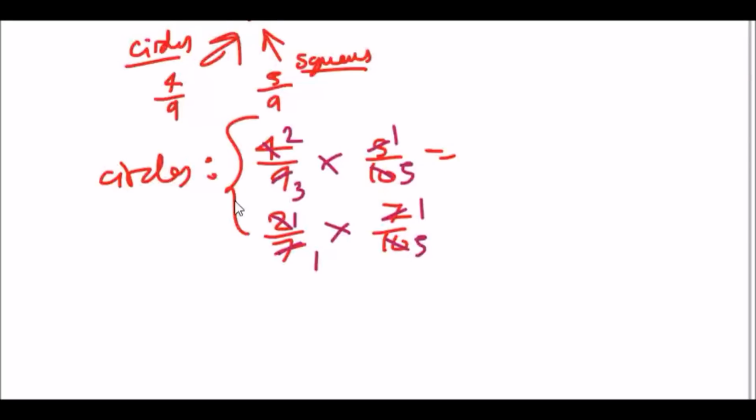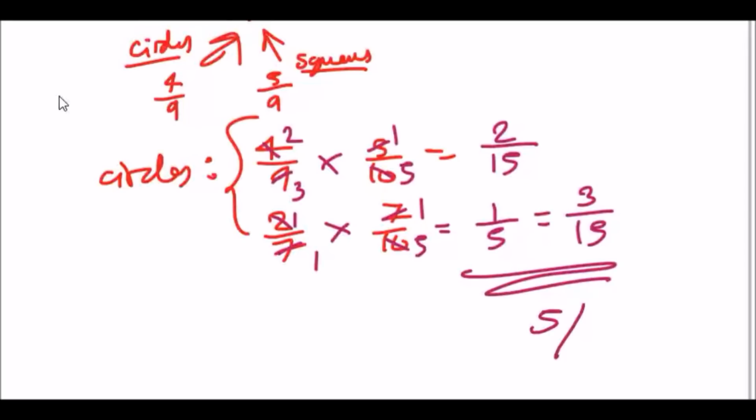So multiplying across, 2 times 1 is 2, 3 times 5 is 15. Second one, you should get 1/5. And now we have to add them up. So convert the second one to make it over 15 because it makes life easy. Times up and down by 3, and you get 3. Add these two, and you get a total of 5 over 15, or, wait for it, 1/3.